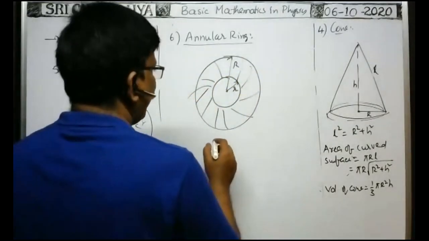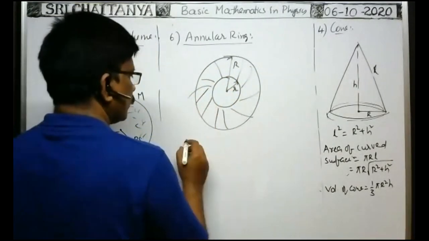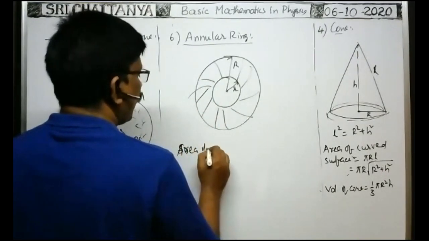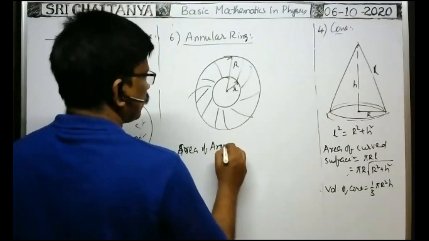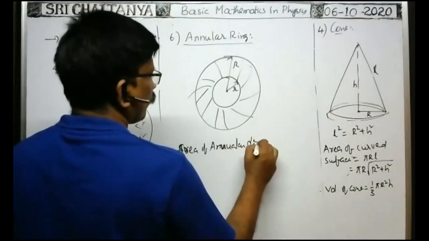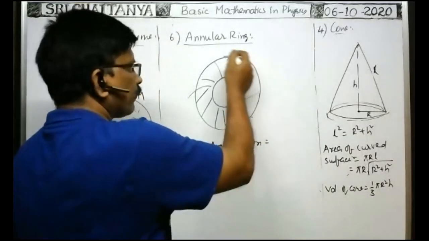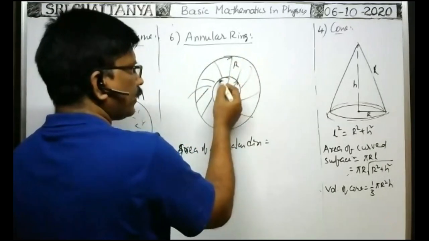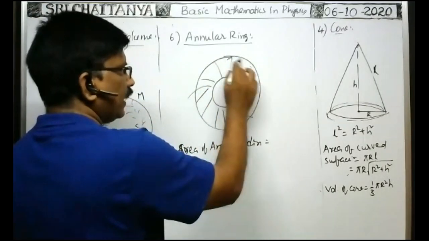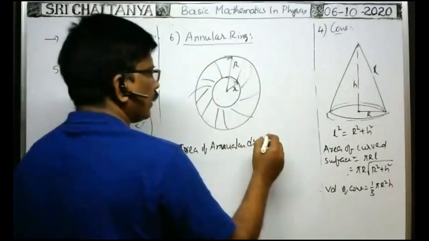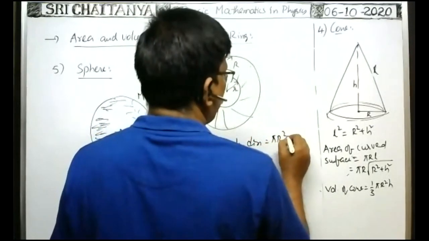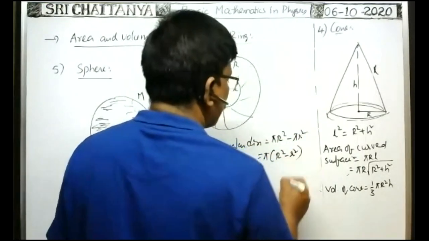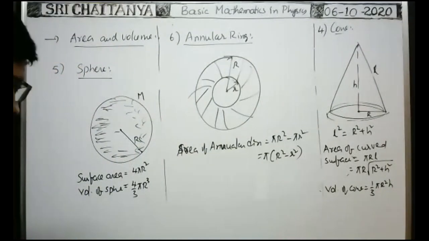Now what is the surface area of the annular disc? Area of annular disc is, from the total area, because there is no matter here, you subtract the area of the small circle. That gives the area of the shaded part only, which is the area of the annular ring. So pi capital R square minus pi small r square. Or when you take pi common, pi times capital R square minus small r square is the area of the annular disc.